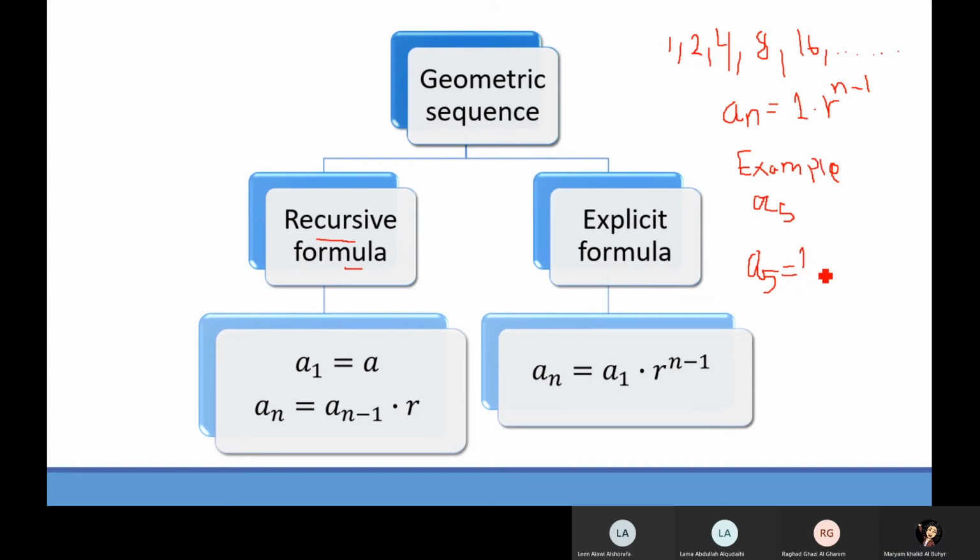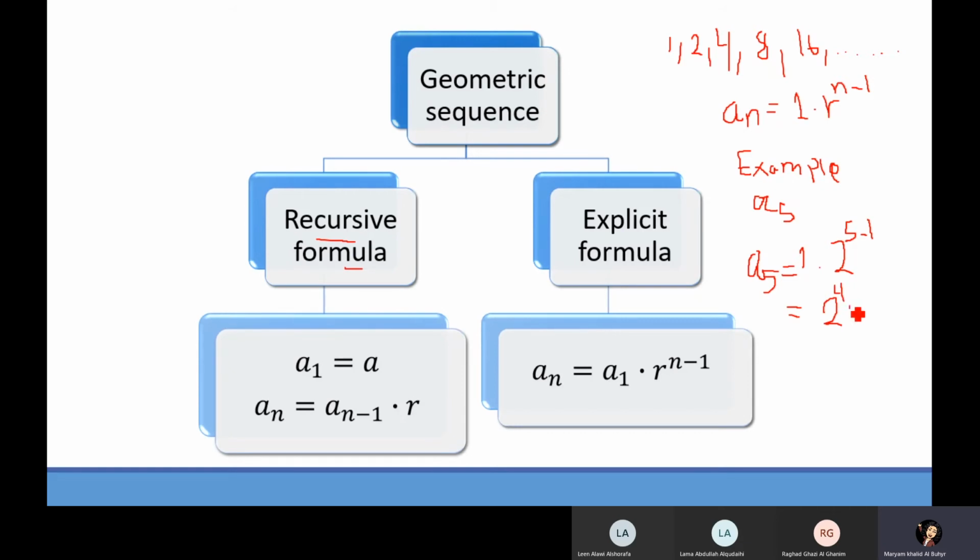1 times, what is r? Our r was 2, so it's 2, then this n minus 1, it's a power. I need to find a5, so just replace n with 5 minus 1, that's a power. Keep in your mind, this is a power, but this one is an index, so 1 times anything will give me that thing exactly the same, so it's 2 to the power 4.